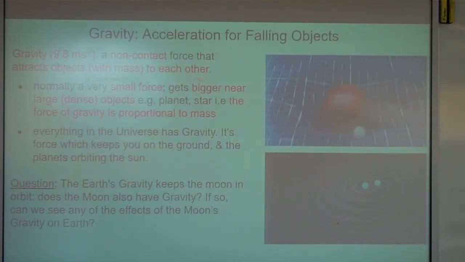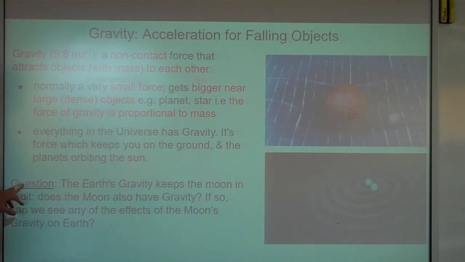Now, gravity. Non-contact force attracts objects with mass to each other. Normally a small force gets bigger the nearer you are to large or dense objects. So planets and stars, the force of gravity is proportional to mass. The force of gravity is proportional to mass and to a certain extent distance. We covered that as well.